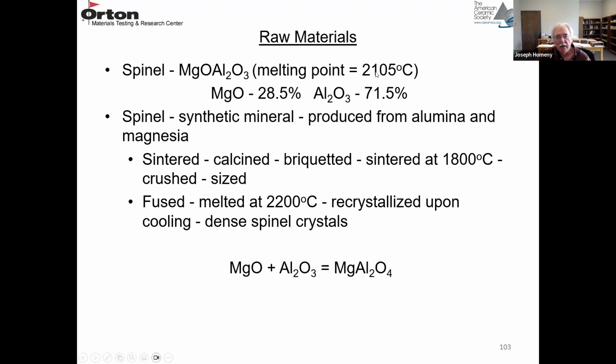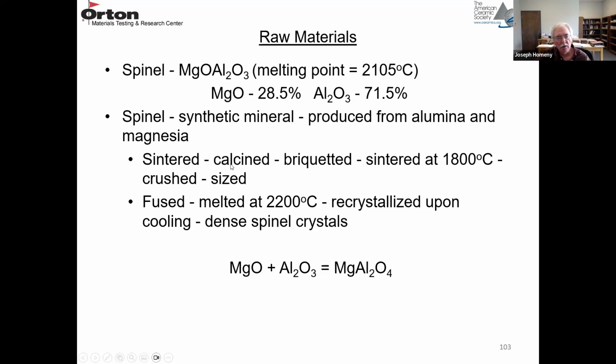So spinel has a melting point of 2105 degrees C. It's about 28% MgO and 71% Al2O3. It's a man-made material, so it's synthetic. It's produced from a mixture of alumina and magnesia. And there's a sintered version and a fused version.